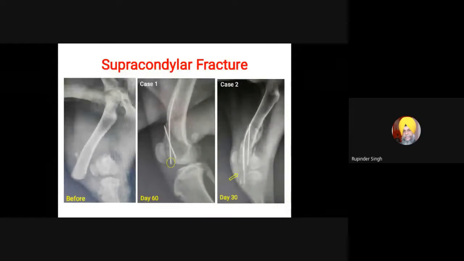So why am I showing this? Because there is controversy that the implants may not be removed. But when they cause pain, then these should be removed. If you are planning to use bioabsorbable implants, this problem can be sorted out.